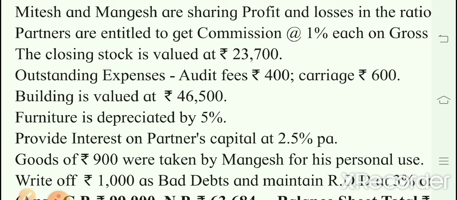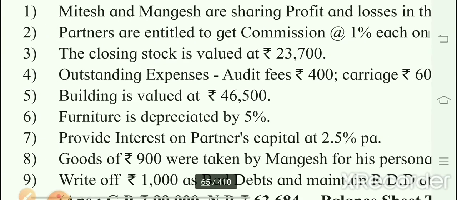Similarly, carriage. See, on the debit side of the trading account, to carriage we have written rupees 1,780. To this amount add 600 rupees as outstanding. In the outer column the amount will be 2,380. The second effect will be shown on the liabilities side.